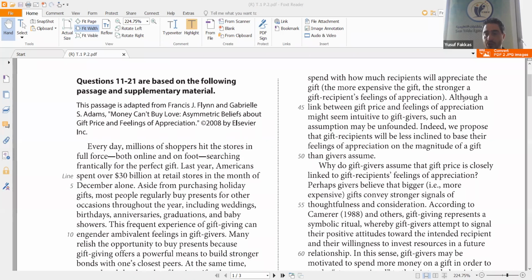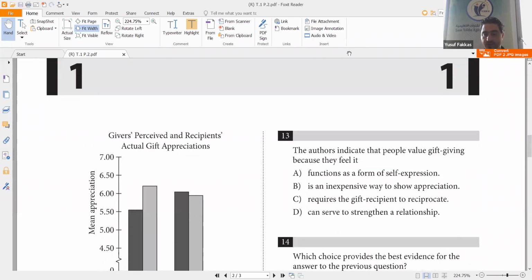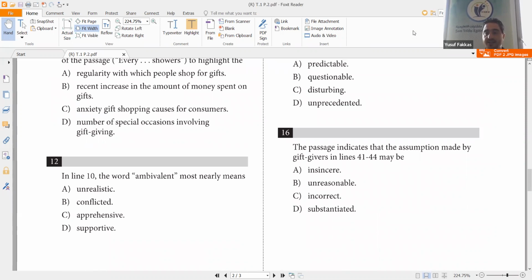What did we say about that assumption? Look, although a link between gift price and feelings of appreciation might seem intuitive to gift givers, such an assumption, I found one of my keywords, assumption. What is the answer? It may be unfounded. So the answer is unfounded. So now they're telling us the passage indicates that the assumption made by gift givers, again, you have assumption mentioned in the passage, and they said unfounded. We just need to find one of these options that matches the meaning of the word unfounded.